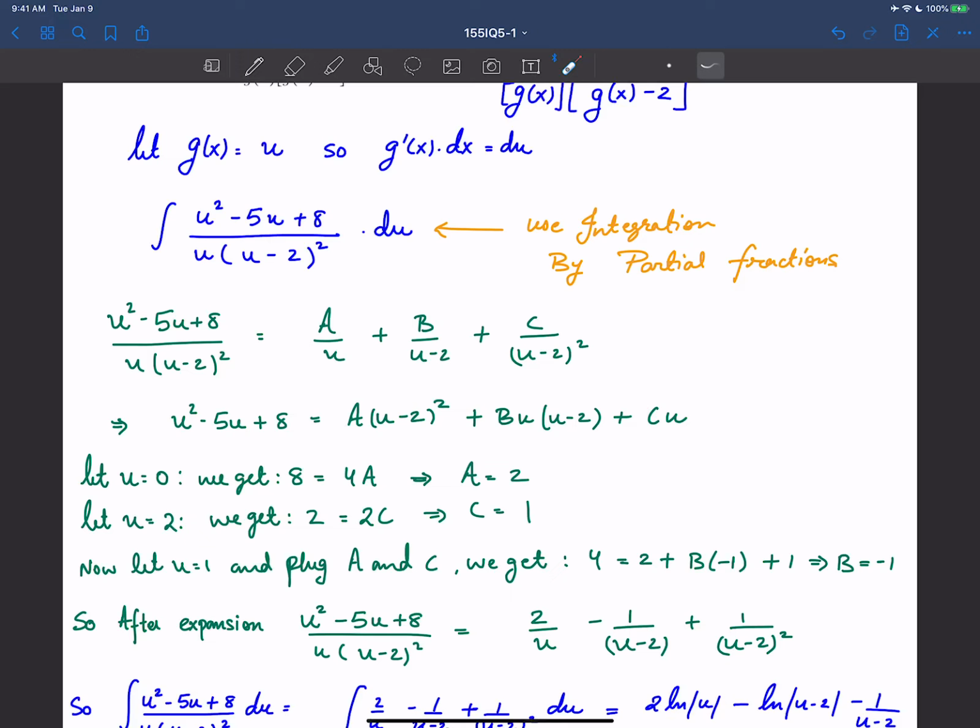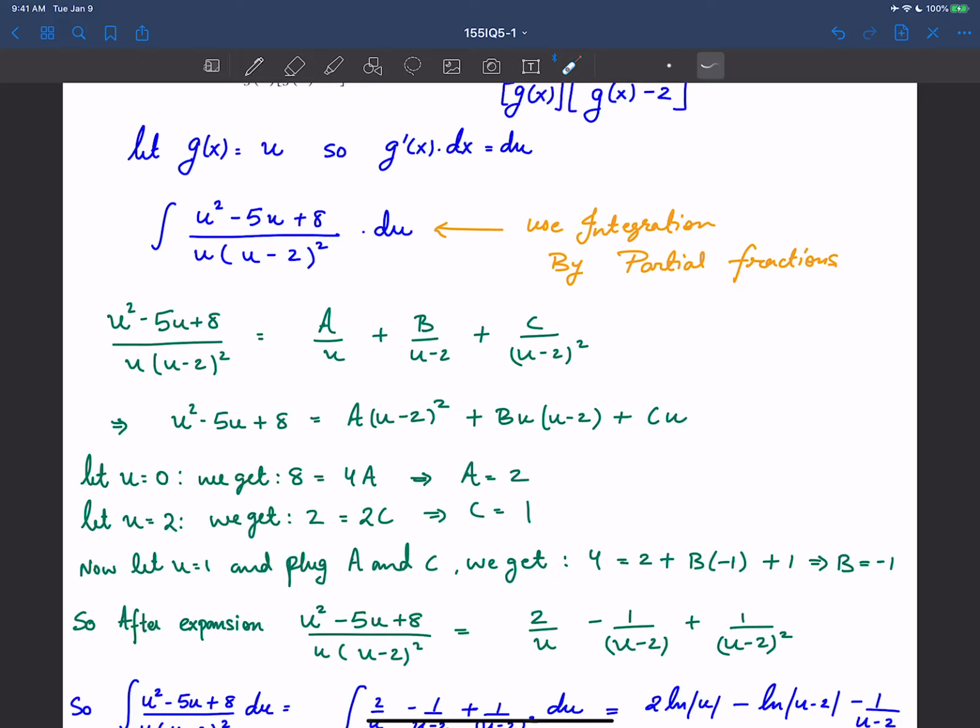On the right side, you just have a times 0 minus 2 whole squared, which is going to give you 4a. From that expression, and then these guys are going to be 0, so you get that a equals 2. Good. Now the other way we can find out is c, because if you choose u equals 2, then this factor will go to 0, and so will this guy. So they will go to 0, you'll only be left with c.